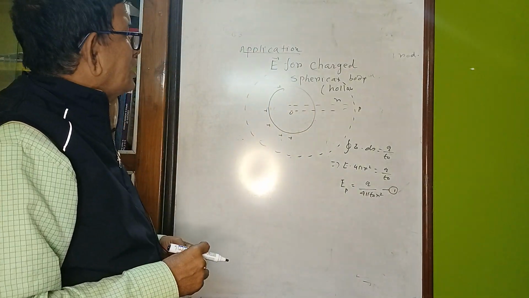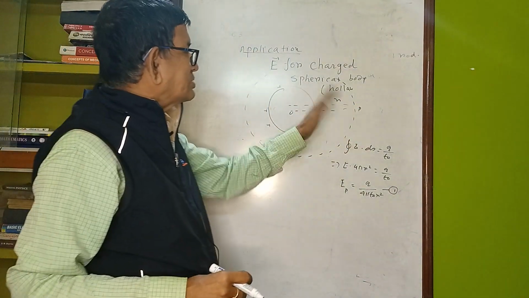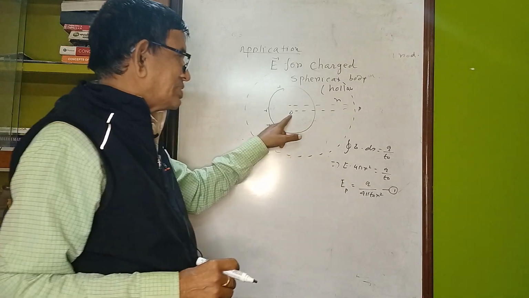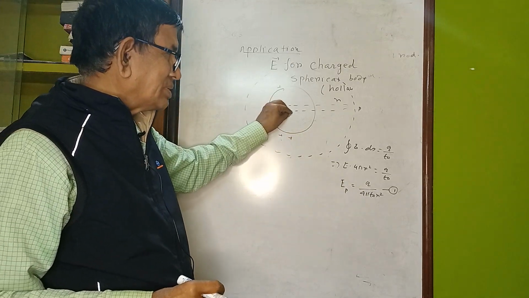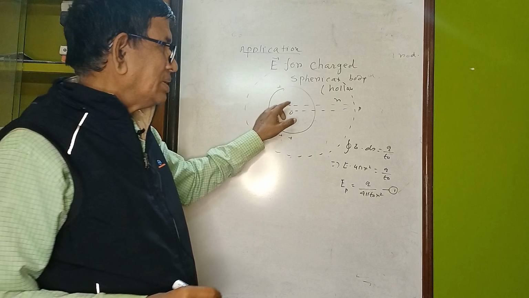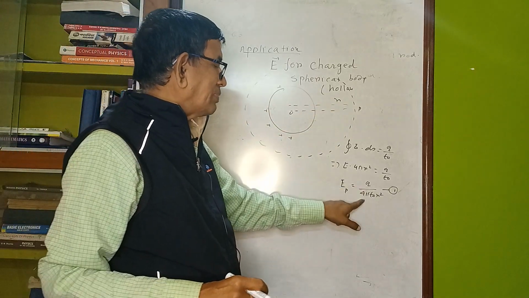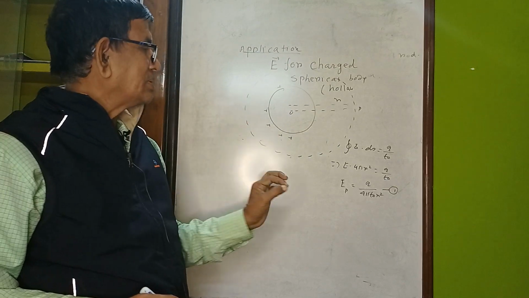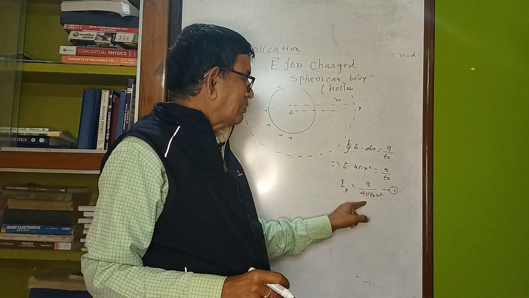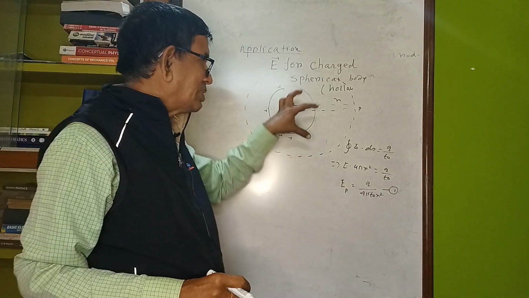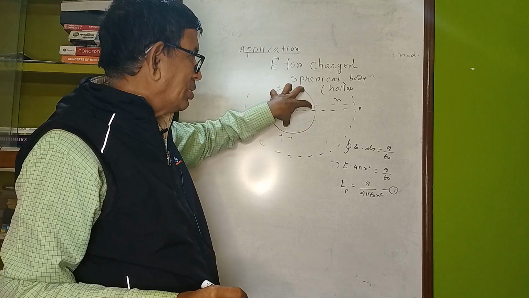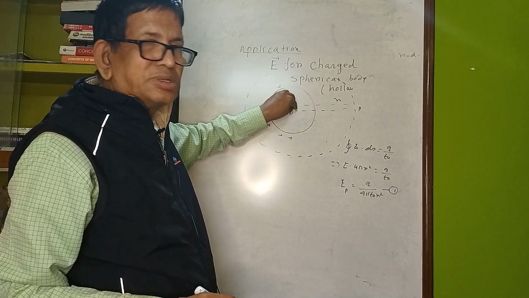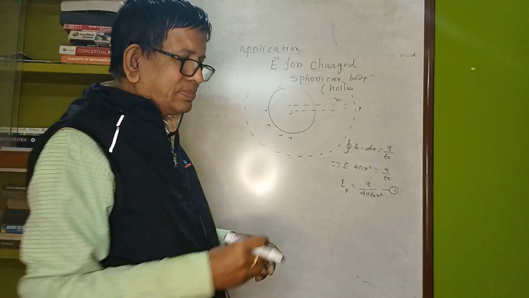Clear? Now if the point P is outside, it is as if the whole charge is concentrated at the center. If it is at the center, according to the formula, the electric field at the point will be Q by 4 pi epsilon naught R square. For discrete charge, this formula you have already known: Q by 4 pi epsilon naught R square, that is, as if the whole charge, not a charged body, has been concentrated at the center point of the spherical shell.